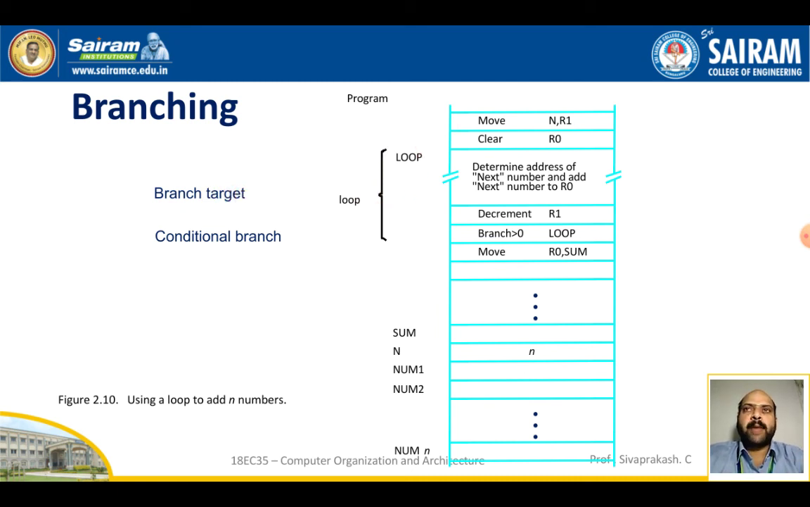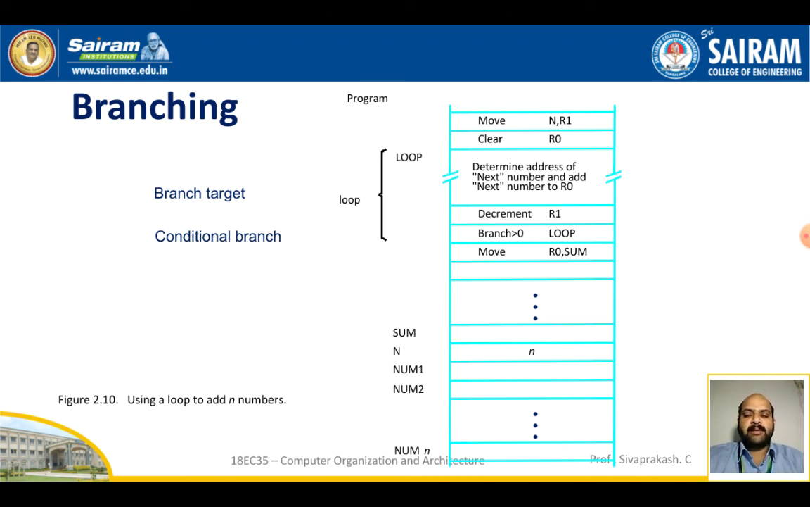A conditional branch causes a branch only if the specified condition is satisfied. Here the condition is Branch greater than 0. While the condition holds, the loop is entered again. When the condition fails, the program counter is incremented in the normal way, and the next instruction, Move R0, sum, is fetched and executed in sequential address order. That is called branching.